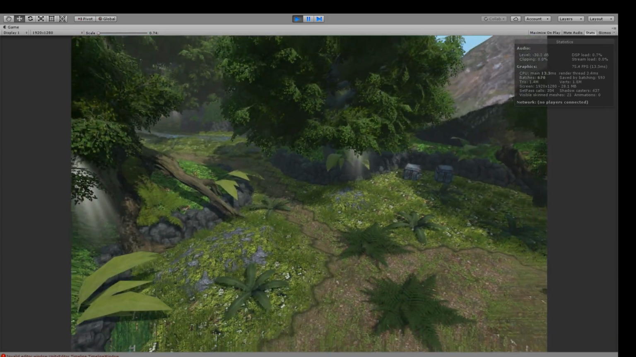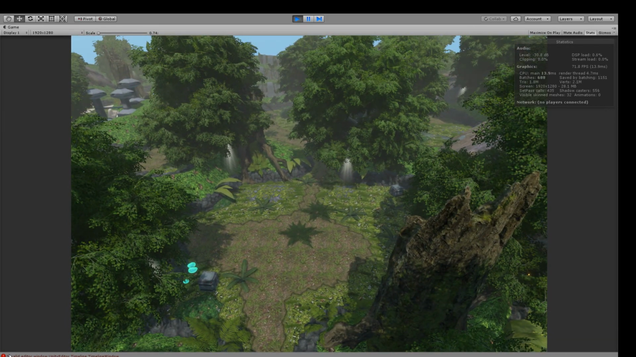One day we'll probably have a forest, and it'll probably look 5 times as good as this. One day.